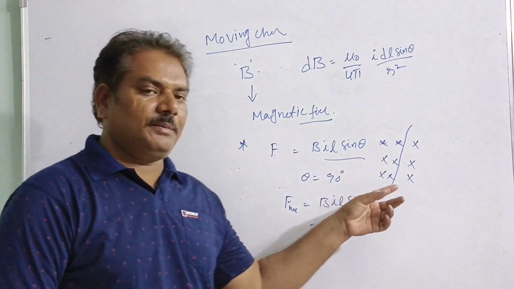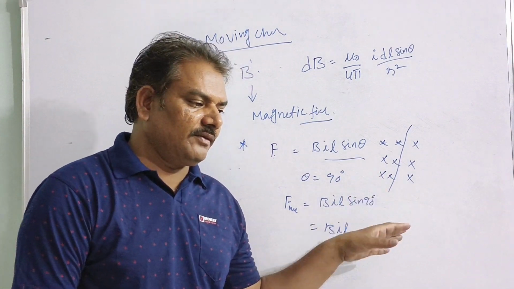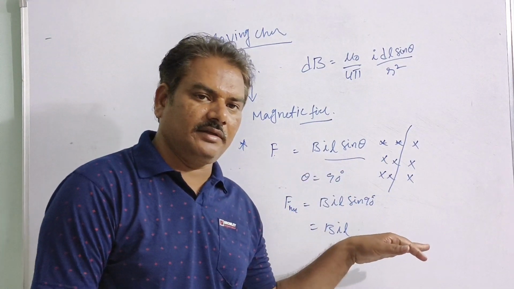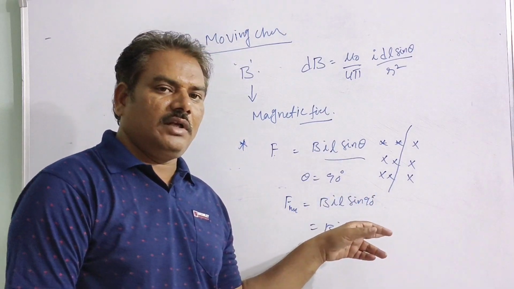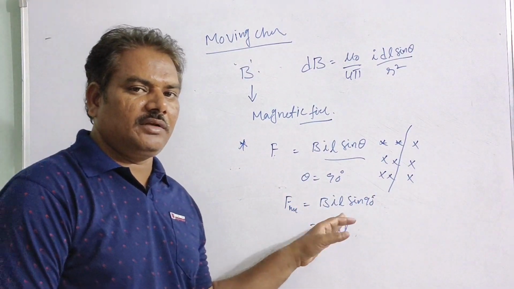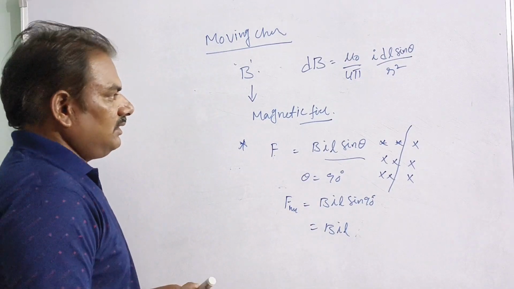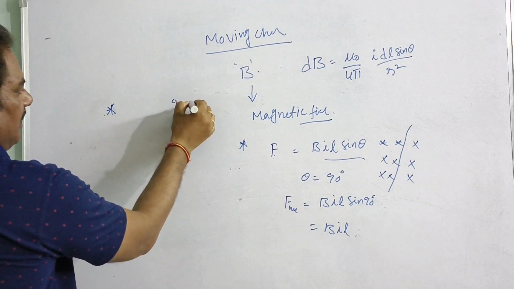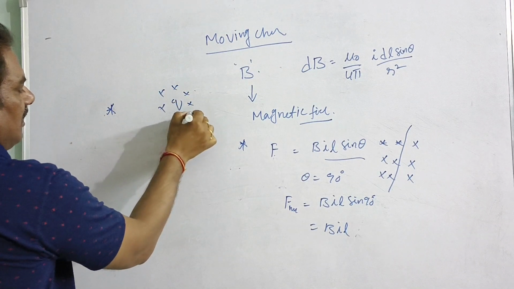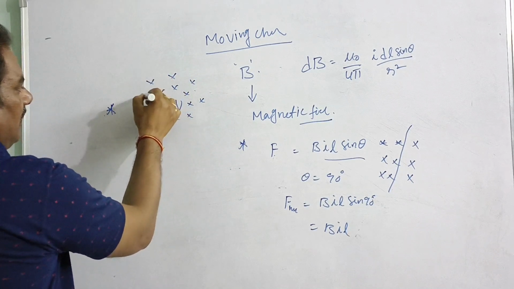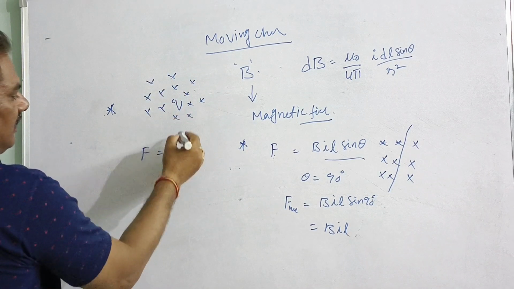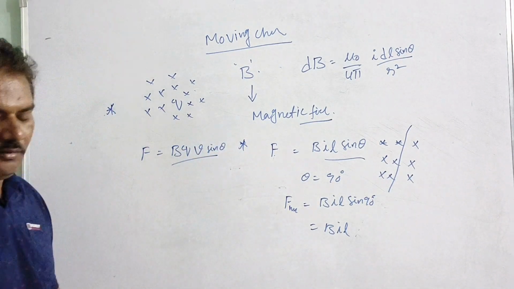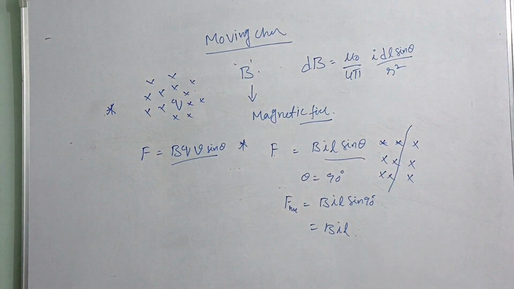If a conductor is placed in a uniform magnetic field, then the force acting on the conductor is F equal to BIl sin theta. If theta equals 90 degree, then the force is maximum, equal to BIl. Similarly, if a charge is placed in a magnetic field, then the force on this charge is BQV sin theta. What is the force on this charge?